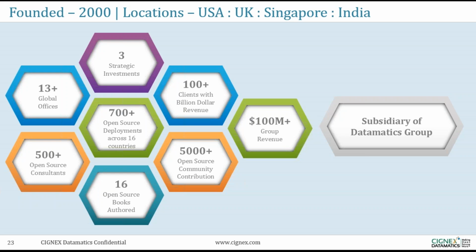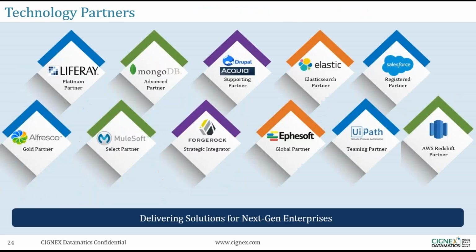We have 100 million plus group revenue. We are a subsidiary of Datamatics, which is based in Mumbai, and we have 700 plus open source developers across 16 countries. We have 100 plus clients. We have three strategic investors. We have 16 open source books authored.